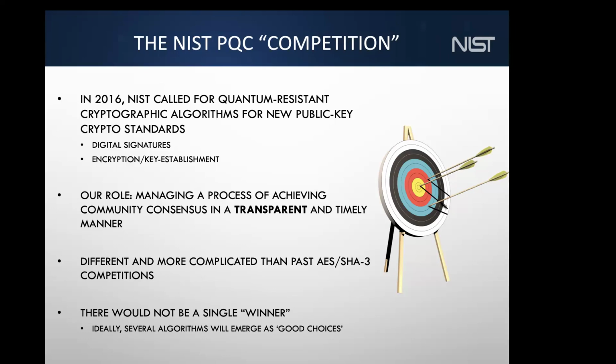Now, NIST has done this sort of thing in the past. We used a cryptographic competition to select AES as the block cipher that we standardized and is very widely used today. More recently, we did the SHA-3 competition to select a new hash function. But we knew this competition would be more complicated than those ones we've done in the past.